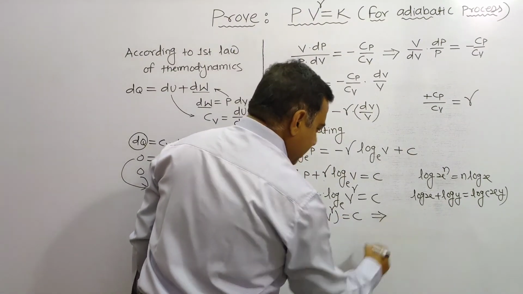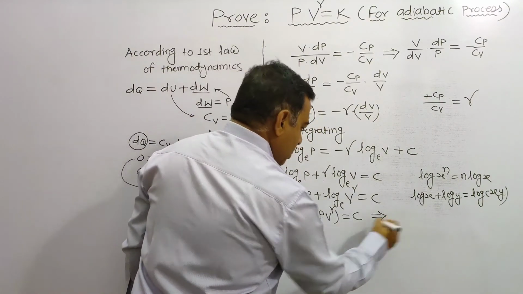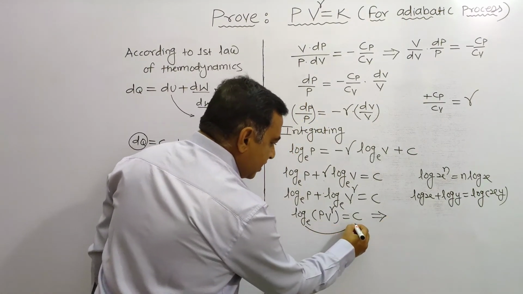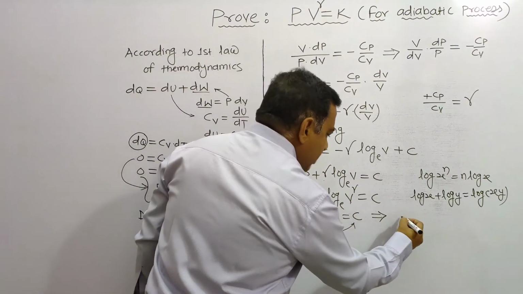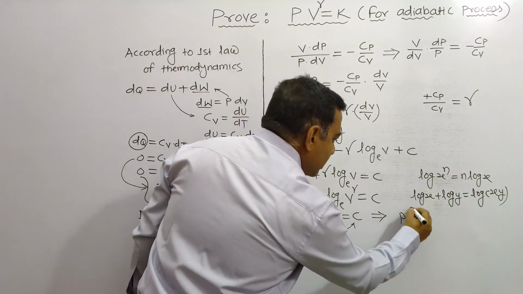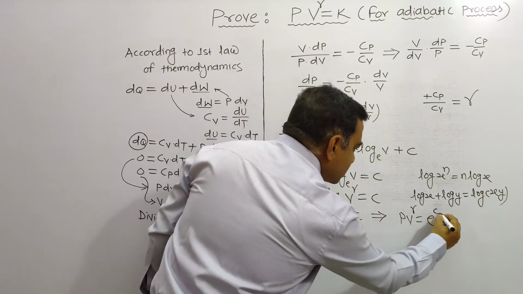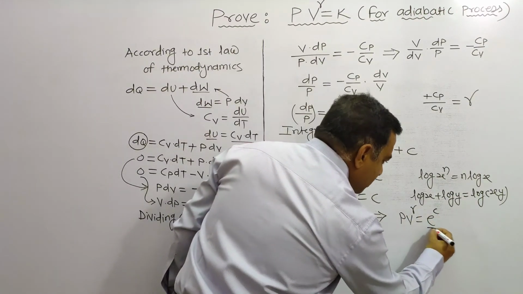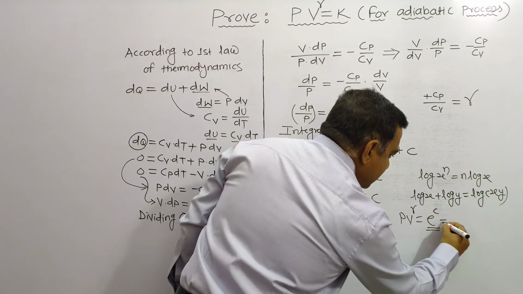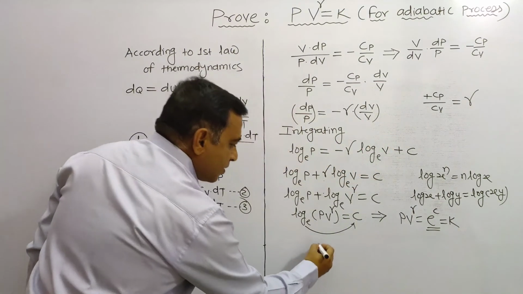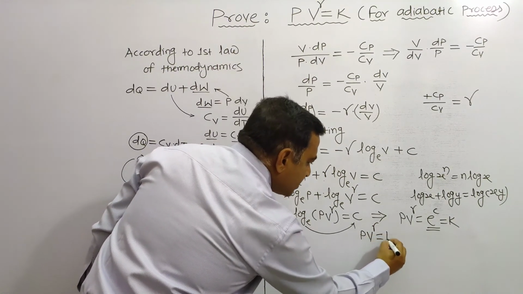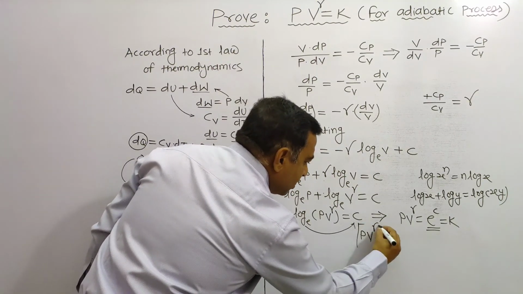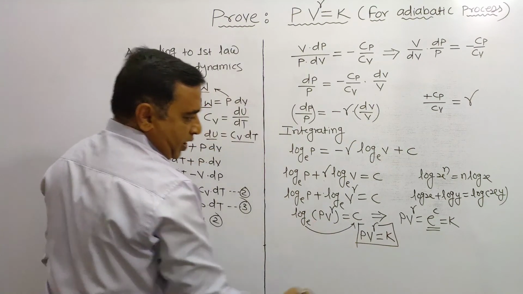If we want to take the antilog of this log to the base e, it is going to change like this: P V raised to power gamma is equal to e raised to power c, which is a constant term, equal to k. And hence the proof: P V raised to power gamma is equal to constant. This is the proof. Hence proved.